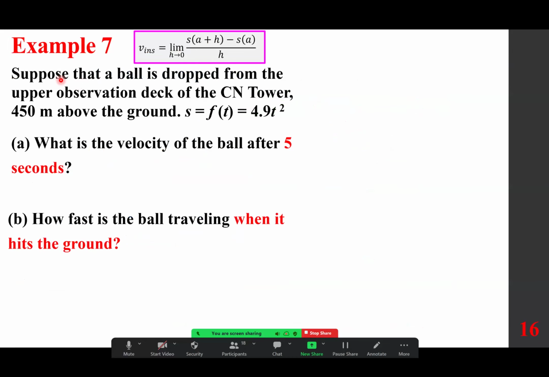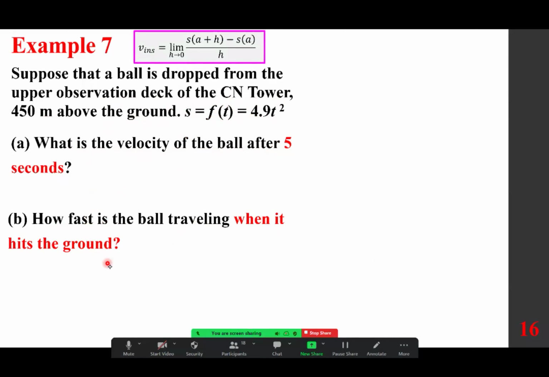Example 7. Suppose that a ball is dropped from the upper observation deck of the CN Tower, 450 meters above the ground, and s is f of t, or 4.9 t squared. What is the velocity of the ball after 5 seconds? How fast, or what is the velocity of the ball, when it hits the ground?